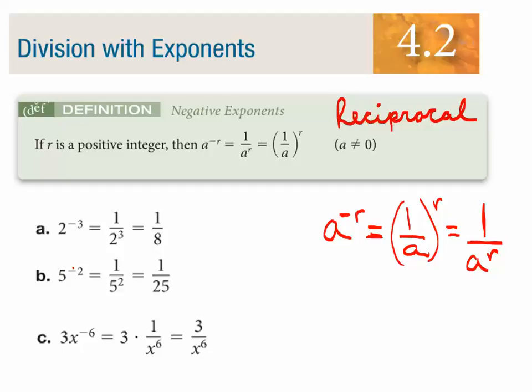Same thing happens with 5 to the negative 2. Take it to the bottom. If it is already in the denominator, we're going to bring it up to the numerator. So we'll see some of those as well.